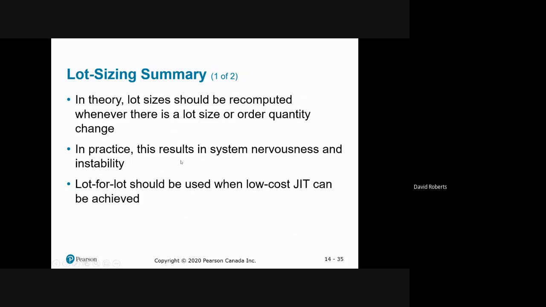All right, so we use lot for lot a lot of times when we use just in time, because what you're trying to do is keep inventory to a minimum. And you can see it's not recalculated every time, even though it should be, because they call it system nervousness, which means you're changing things so frequently that you sort of never get anything done.